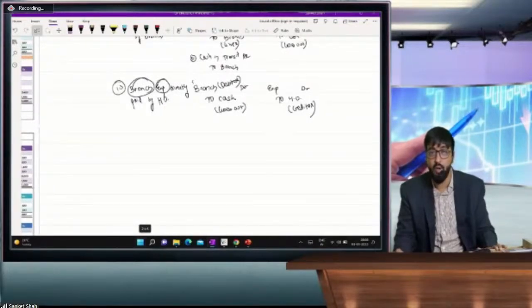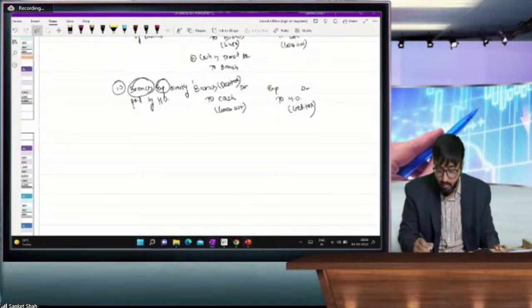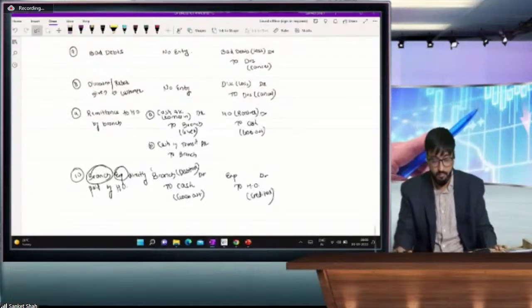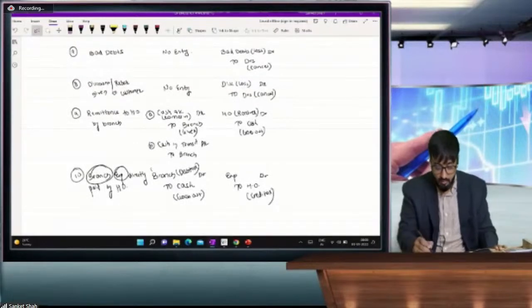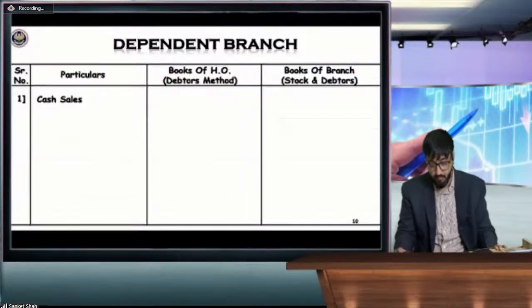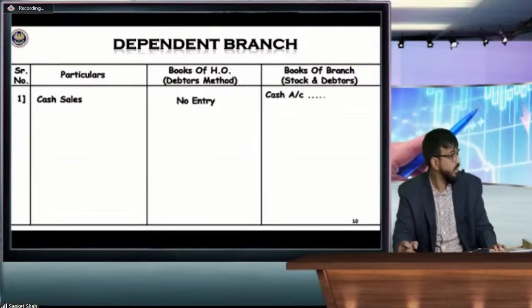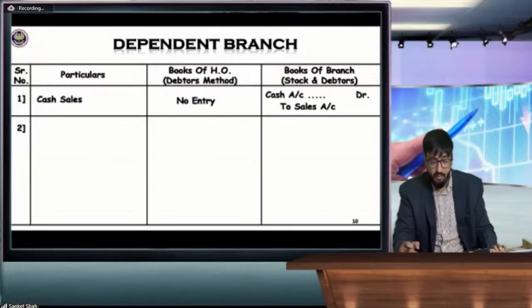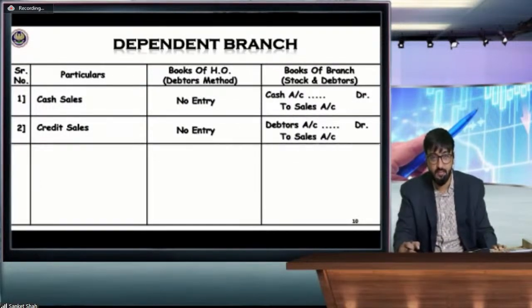I hope all 10 entries you have written. Yes, beta, completed. Suppose if any entry is still remaining, you can write it. Cash sales: cash account debit to sales, no entry. Cash to sales. Credit sales, recall it very fast. Credit sales, no entry. Debtors account debit to sales.